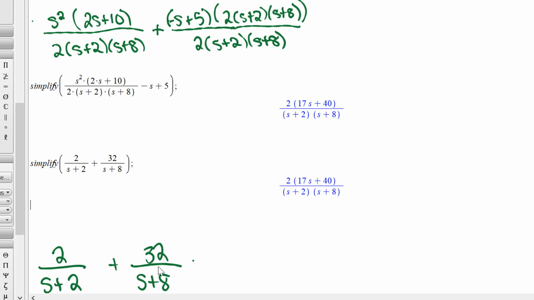This particular problem, it was much easier doing it without applying that property, but we get the same answer either way.